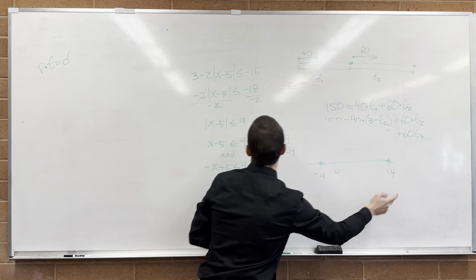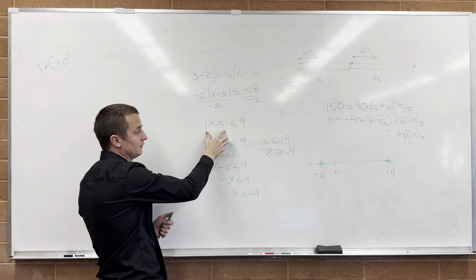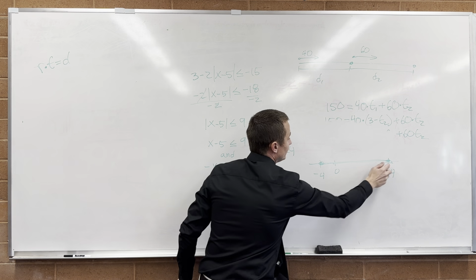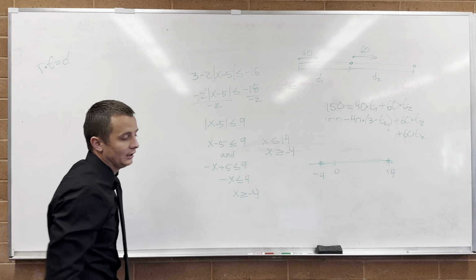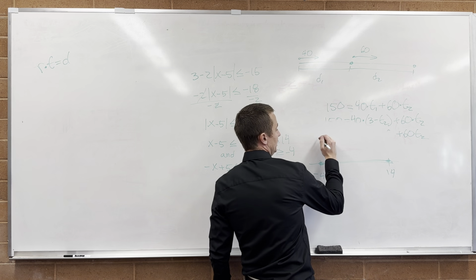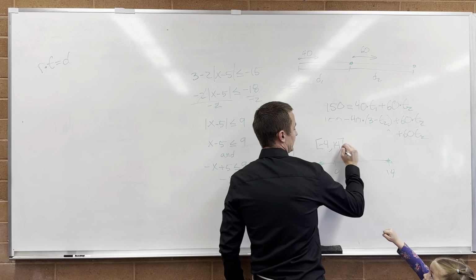Now try your other point, 14. 14 minus 5 is 9. Take its absolute value, 9. Is that less than or equal to 9? Yes. So your endpoints better give you exactly equality. That's a quick check. Okay, we didn't mess anything up. And the interval notation is going to be, this time, square brackets since we included the endpoints, negative 4 to 14, like that.